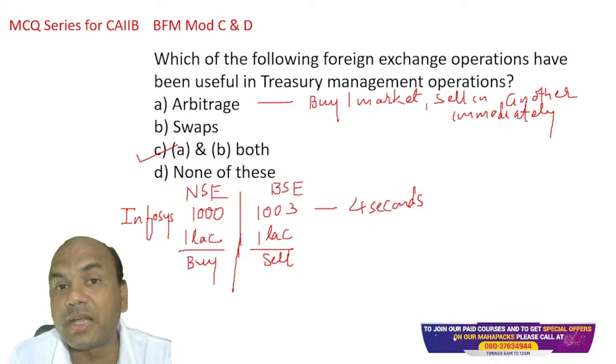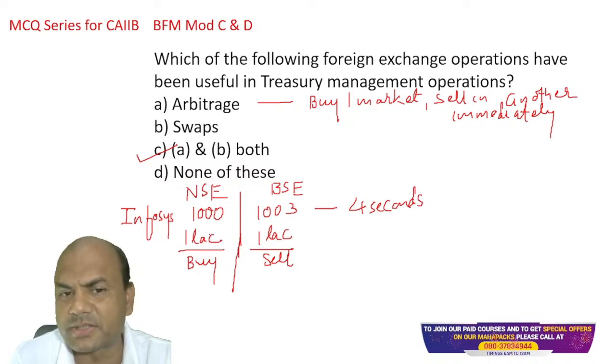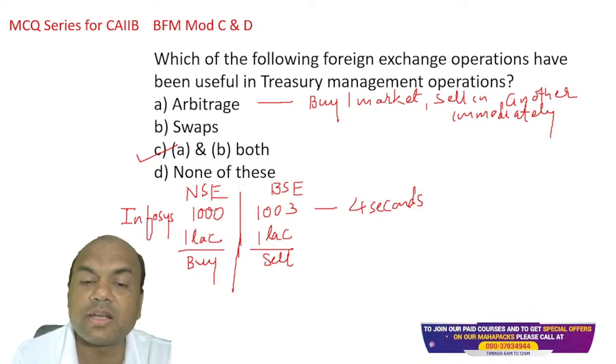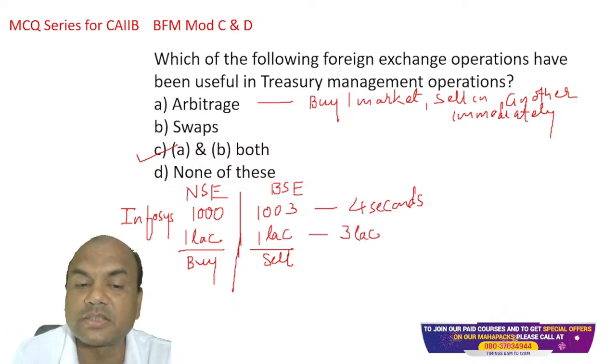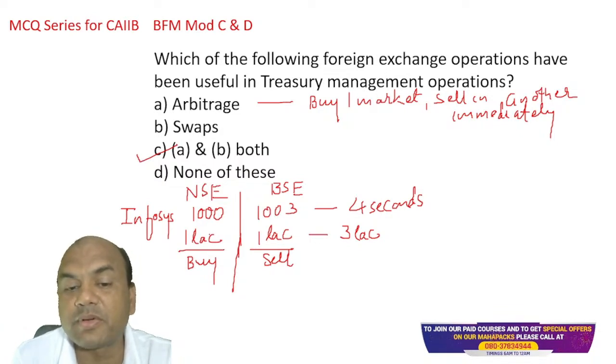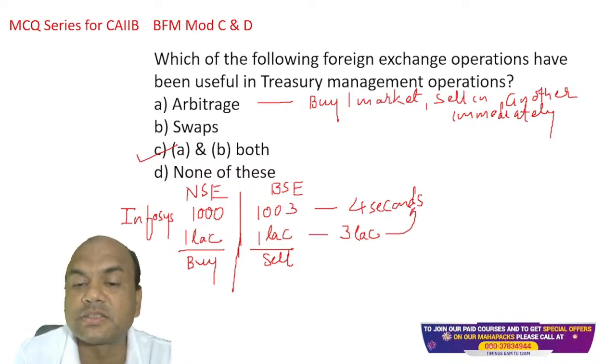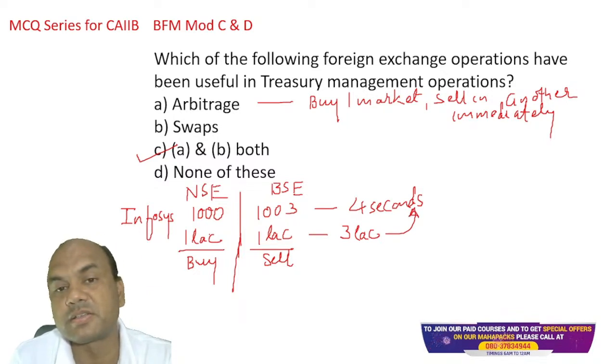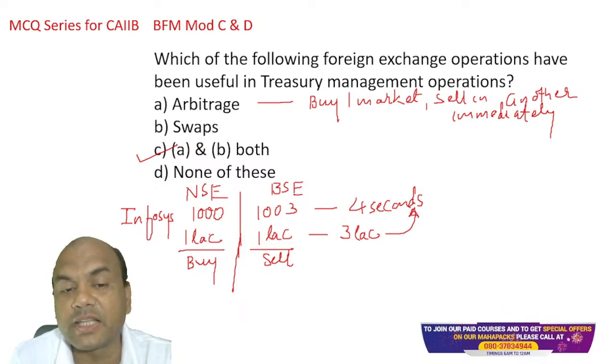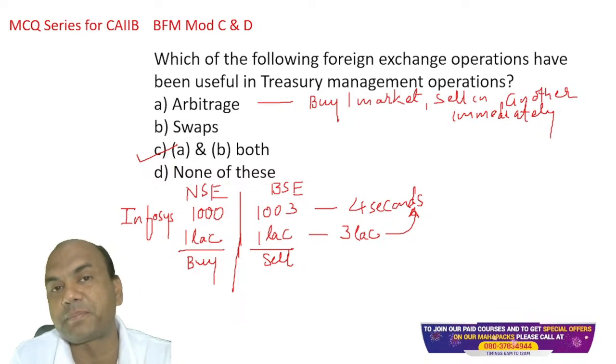My computers and internet need to be very fast in this. So what have I done? I've earned 3 lakh rupees, 3 into 1 lakh, in 4 seconds. That is arbitrage: buying in one market and selling in another market immediately.